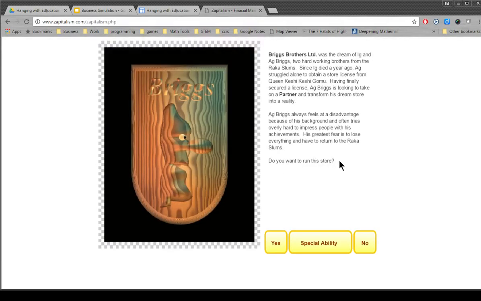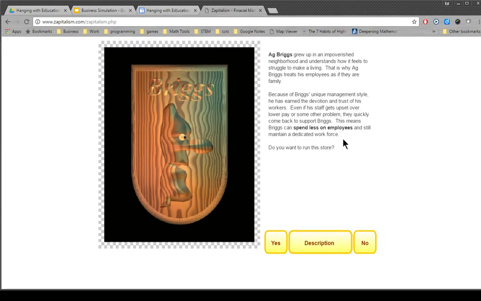And the Brig Brothers, they always feel at a disadvantage because of his background, often tries overly hard to impress people with his achievements. The greatest fear is to lose everything and have to return to the slums. So this is kind of an insecure business, one that has a little bit of a concern. It's more of a family-run operation. And if you look at their special abilities, it's very interesting how that translates. Because of their unique management style, he has earned the devotion and trust of his workers.